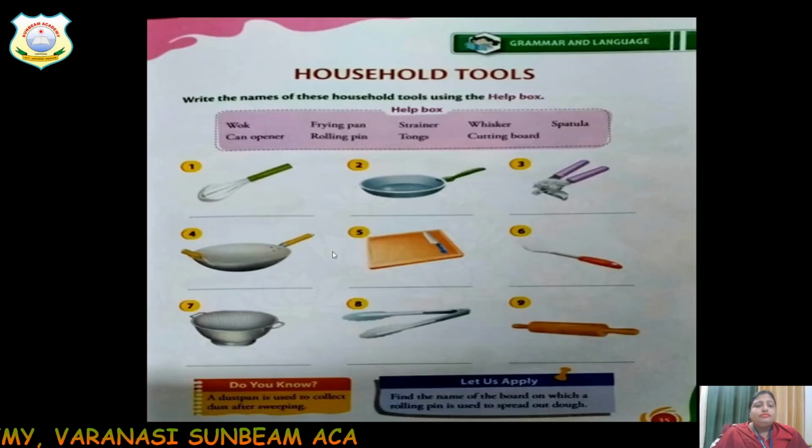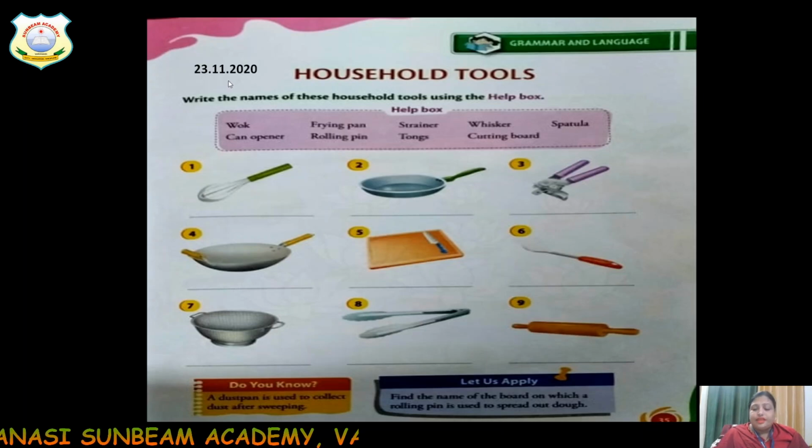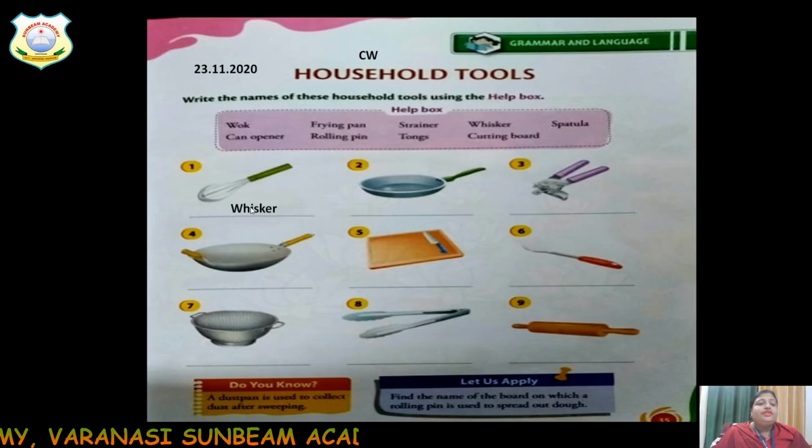So this is your page. Open this page, and first you have to write the date and then classwork. Now let's see. This is the first household tool, the first tool which helps in cooking. What is the name of this? This is whisker. Whisker is used to mix something.